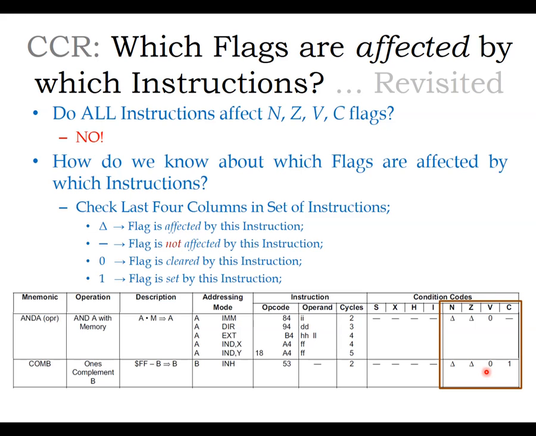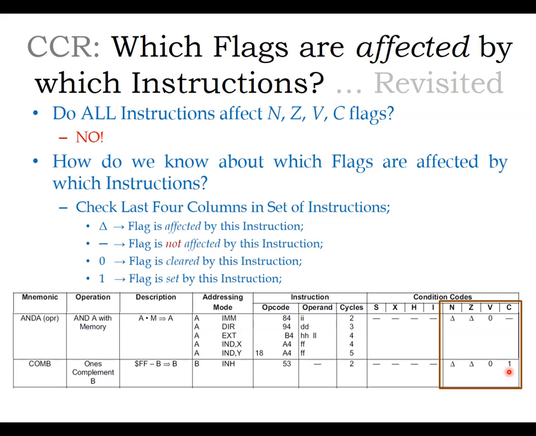Look at the V flag. Anytime you run the COMB, no matter what happens, the V flag will remain cleared. And the C flag will always be set. These are some exceptions, because we know that the C flag is set when you have a carry or you have a borrow.